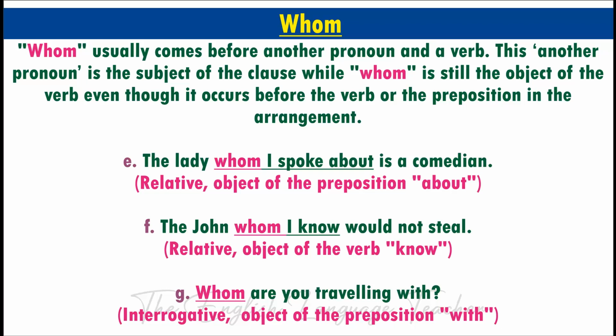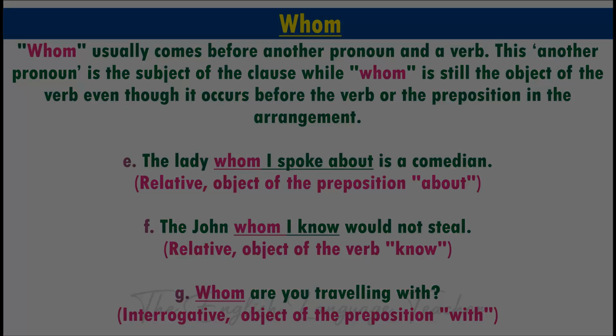Whom comes before the pronoun I, it comes before the verb know, yet it is the object of the verb know. In example G, we have the sentence, whom are you traveling with? Whom in this case is interrogative because we use it to ask a question, and it is the object of the preposition with. Even though it comes before the preposition, yet it is still the object.